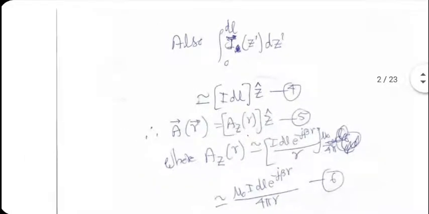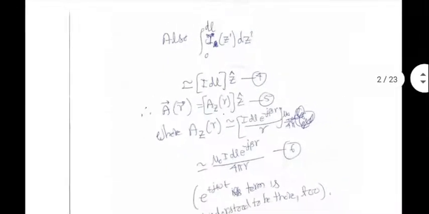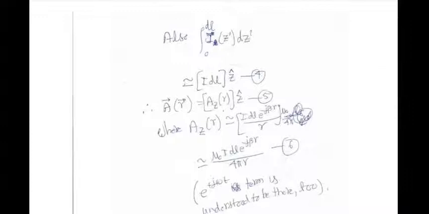The formula for AZ turns out to be IDL e to the power minus j beta small r divided by small r and mu by 4 pi after that. So the formula for AZ is actually, by the way, I'm assuming air medium, so I'm putting mu naught. AZ turns out to be mu naught IDL e to the power minus j beta small r upon 4 pi small r. If the antenna were not located at the origin, we would have used capital R, not small r.